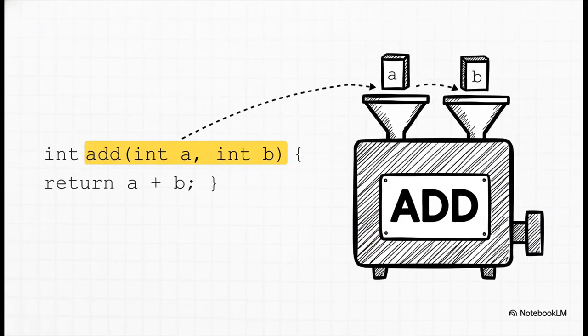Next up, we've got the function's name, which is add. And right after that, inside the parentheses, we have its parameters, int a and int b. Think of these like the ingredients for a recipe. The add function is telling us, hey, to do my job, I need two integers, and inside my little world, I'm going to call them a and b.